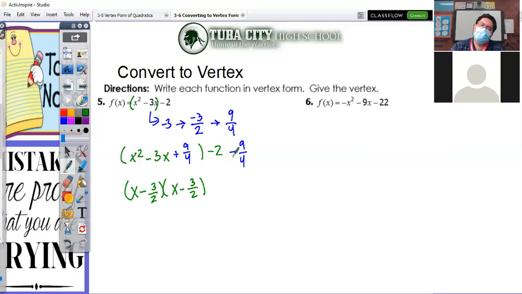Now I've got to work on this outside number. And if you don't add fractions, this can be a pretty tough one. In this case, I would probably tell you to just convert it to decimal, which 9 divided by 4 would be about 2.25, I believe. So 2 plus 2.25.